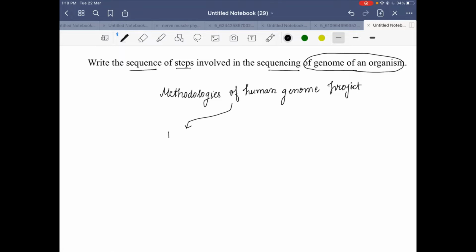These were PCR, which is called the polymerase chain reaction. Second one is the sequence annotation. And the third methodology which is used in the human genome project is EST, which is also called expressed sequence tag.